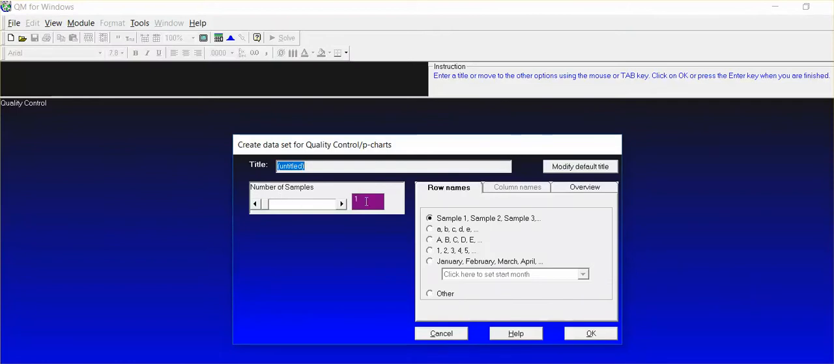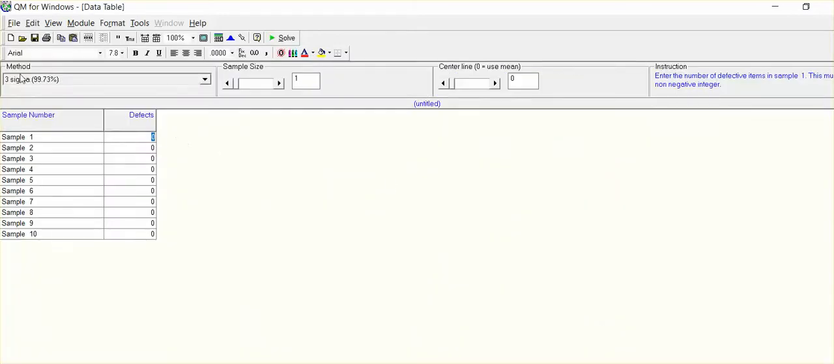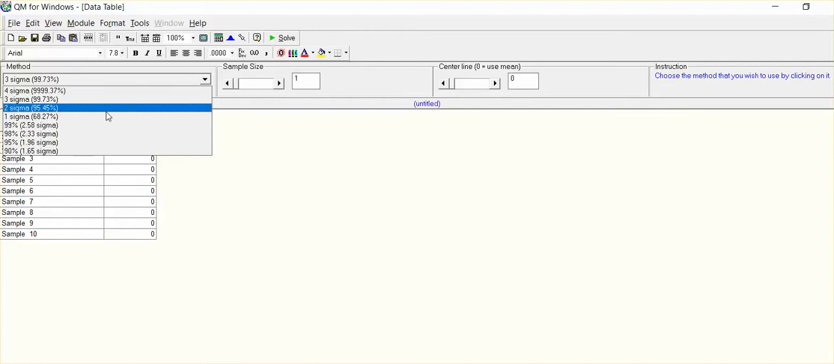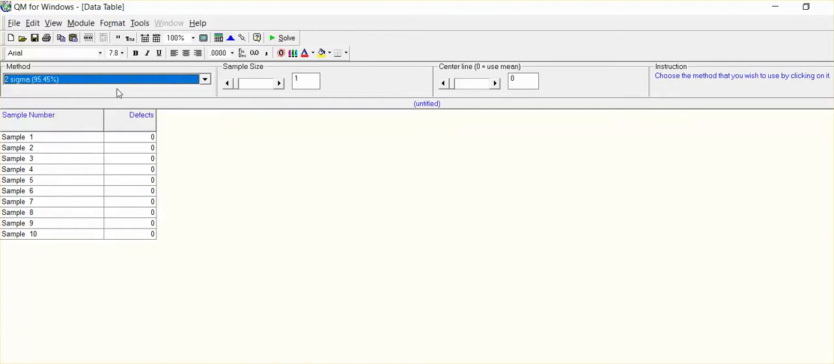And it says number of samples. Well, the number of samples is 10, right? We have 10 samples, like we're taking 10 samples throughout the day. We'll say OK. And then we'd come over here, and you can see 3 sigma corresponds to 99.73% of the area. Well, I believe the example is 2 sigma, so let's just change it to 2 sigmas. And you can see when we're using 2 sigmas, we're talking about 95.45%. So those levels, lower and upper, will take into account 95.45% of that area.